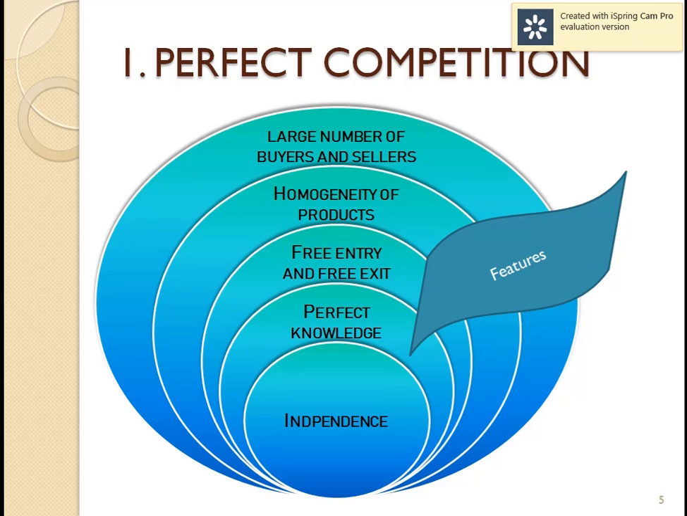Last one is independence. This independence will let the buyers buy whatever they want in the market. This independence will let the sellers sell the products they want to sell in the market. Independence will be there for the buyers. Independence will also be there for the sellers. If they want to sell, they can sell. Otherwise, they can exit from the market. So these are the 5 important features of perfect competition.